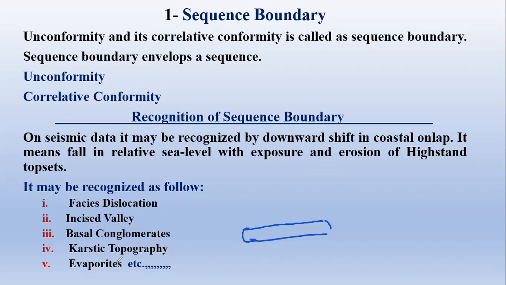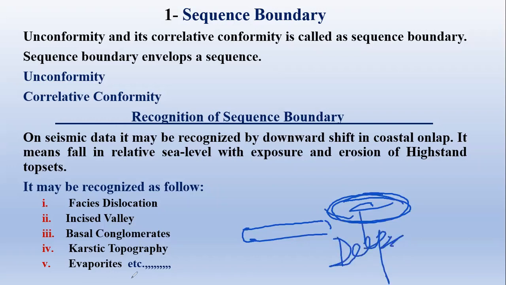Now, what are evaporites? Generally, when there is transgression, lagoons develop. During transgression, lagoons develop, while in regression, or when there is sea level fall, deposition occurs in these lagoons. And in a lagoon, deposition is generally in the form of evaporites.